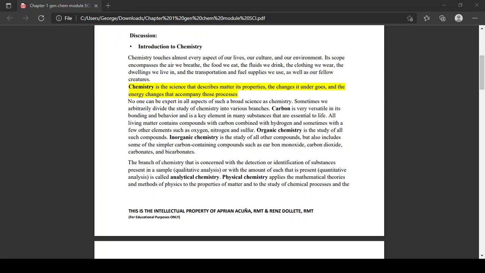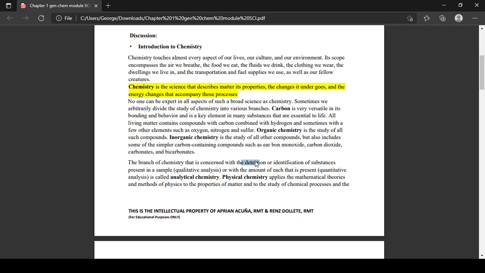Combined, it is called analytical chemistry. Sir, what is the difference between qualitative analysis and quantitative analysis? So kids, you do not need to study this in depth, but you should know the difference between qualitative and quantitative analysis when dealing with analytical chemistry. So I will explain. Qualitative analysis: it is concerned with the detection or identification of substances present in a sample. Again, it is concerned with the detection or identification of substances present in a sample.